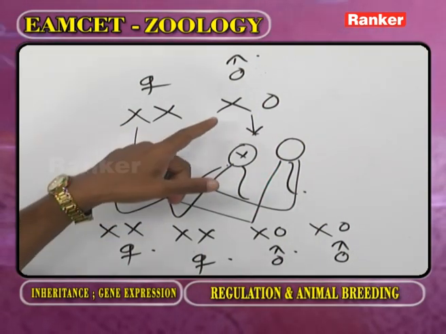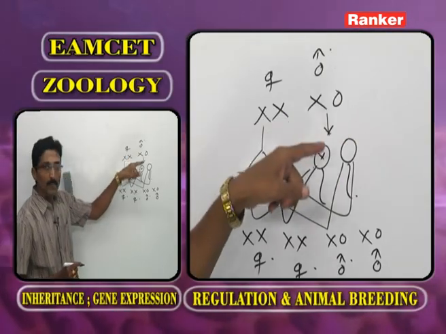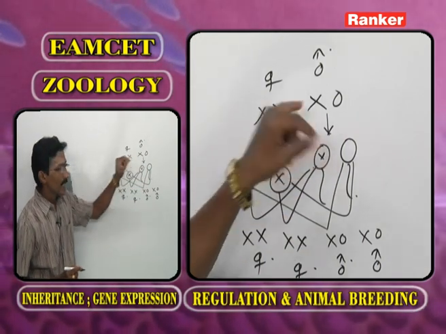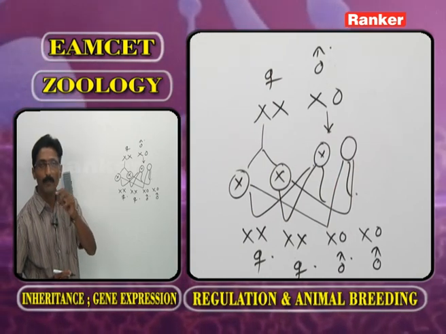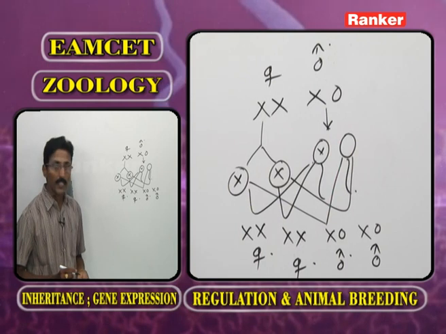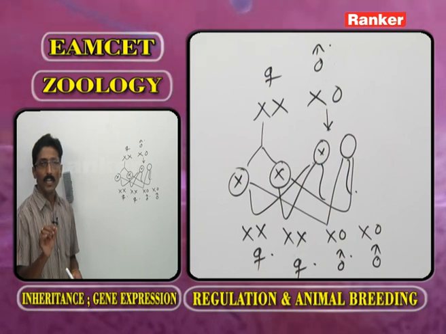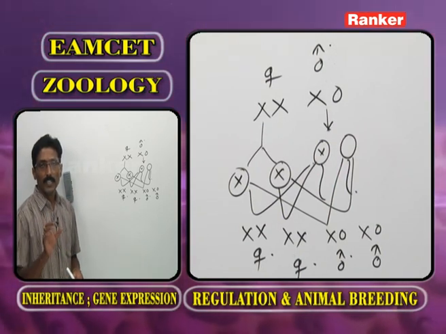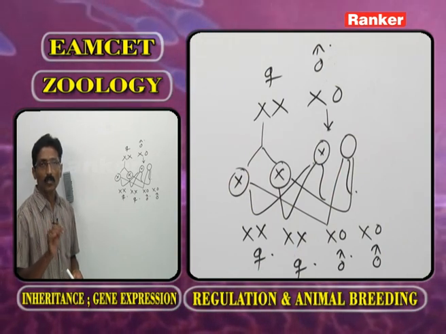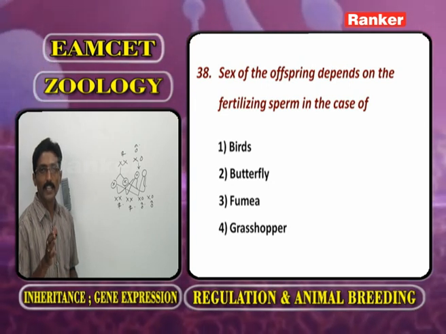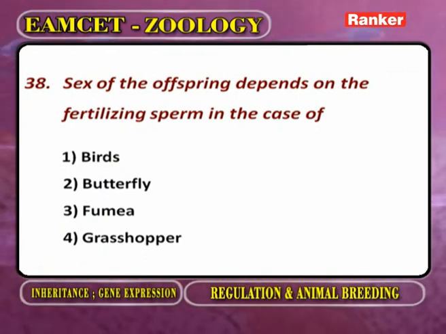of sperms. In this method sex determination is based on the type of sperm that fertilizes, because here the male is heterogametic, it produces two kinds of gametes. One example is Hemiptera, that means bed bugs, and the second one we call Orthoptera, an example is cockroach, and the third one is grasshopper. Now the answer for this question is grasshopper.